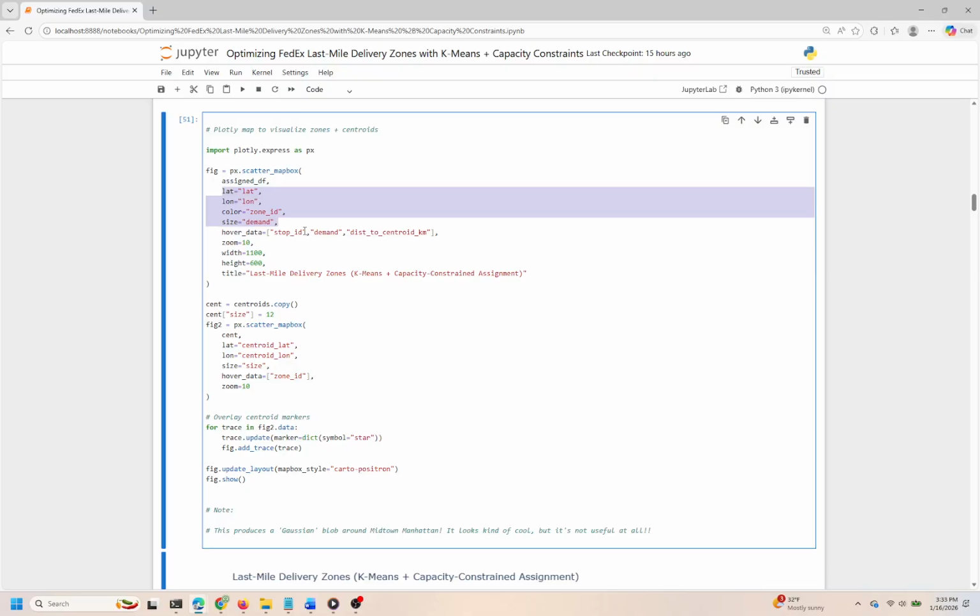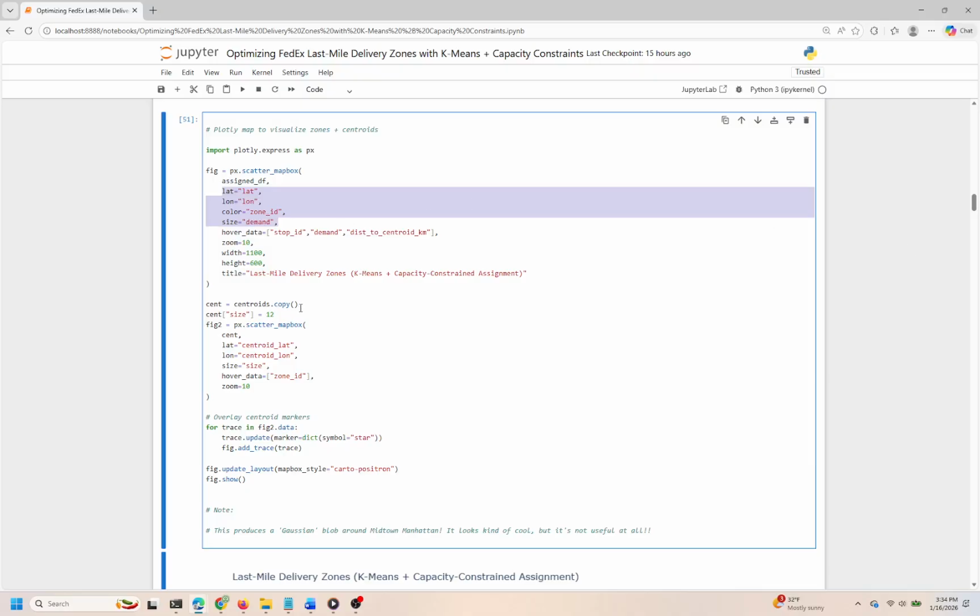The latitude and longitude columns specify the positions of the delivery zones, while the zones themselves are color-coded for clarity. We also incorporate a size attribute that correlates with demand, enabling viewers to immediately grasp where the highest demands lie. Hovering over any point reveals additional information like the stop ID, demand, and distance to the centroid in kilometers, enhancing user interaction. Next, centroids are prepared by copying the existing data and adjusting their size to create a clear visual separation from the delivery zones.